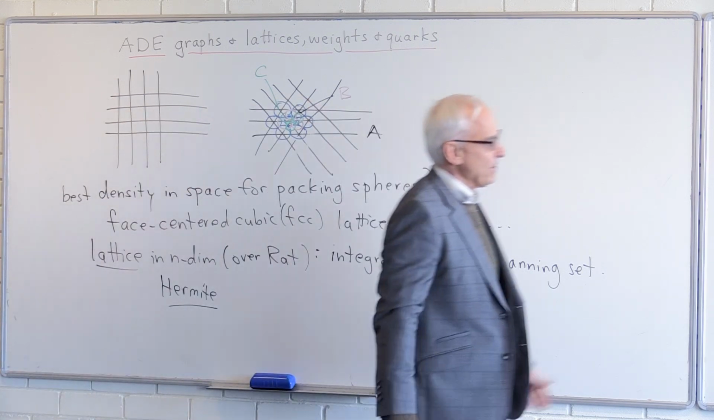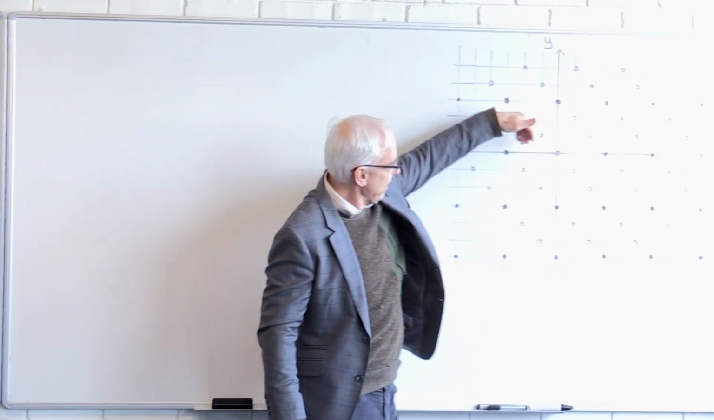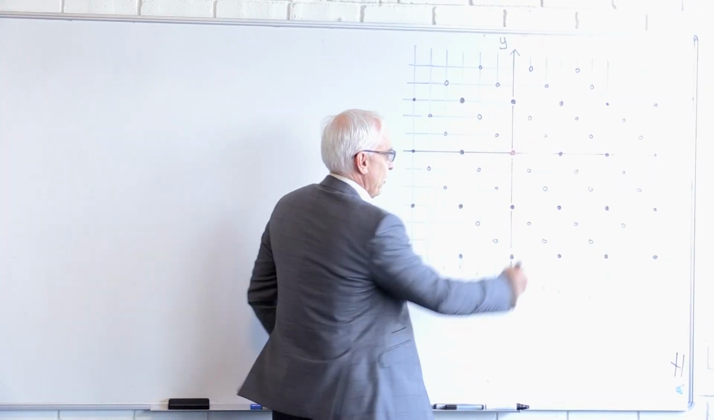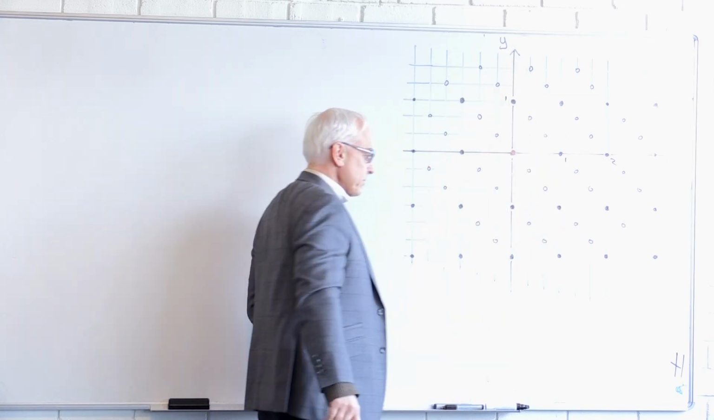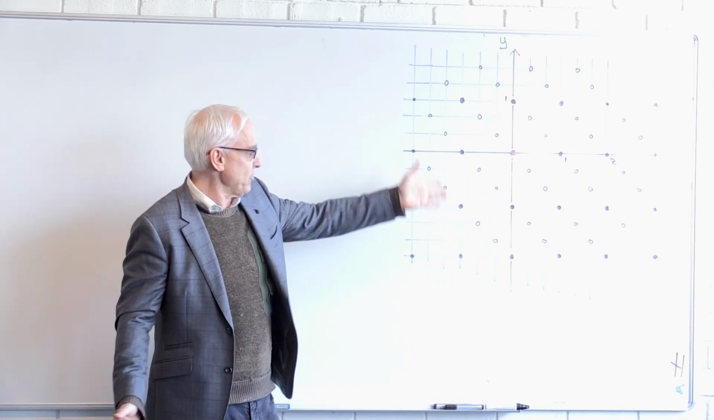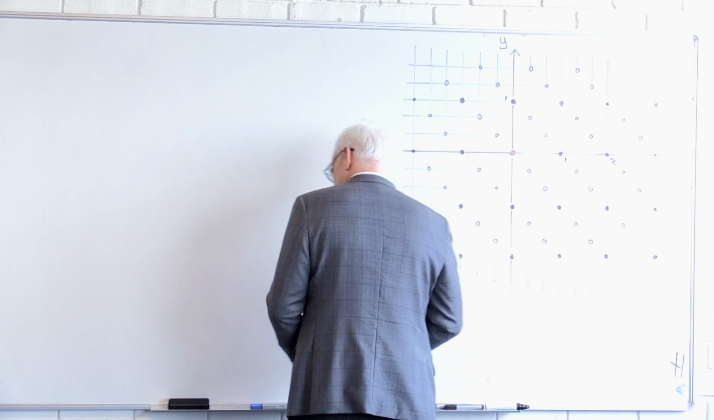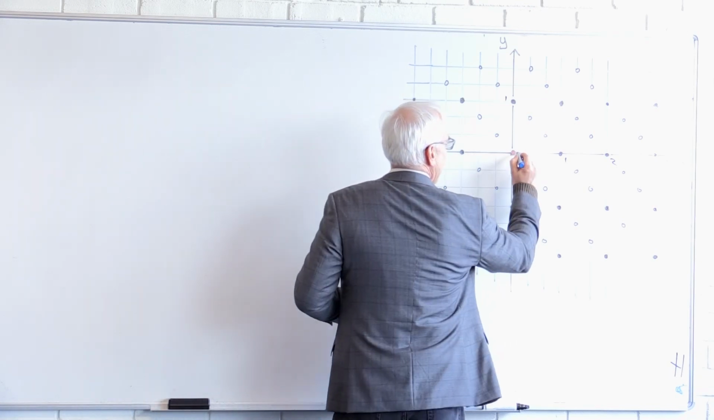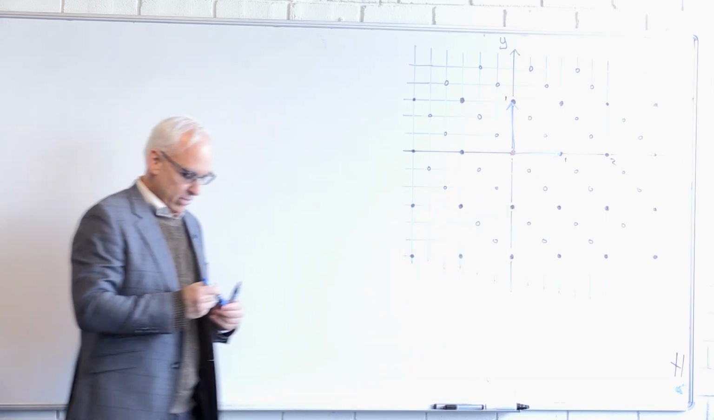So let me give you an example. Over here we have a lattice. Here's the center, and maybe these are the integer points, like 1, 2, 1, 2 in the usual xy plane. And the black points form the standard integral lattice, with basis vectors, say this vector here and this vector here.